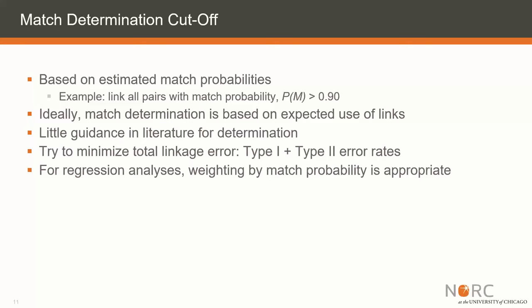So the next enhancement, if I can call it that, is determination of a cutoff. And that could be done either based on the pair weight itself, or it can be done based on the probability of match. So for example, if I use the probability of match, I'll say I'm going to keep any pair where the probability of being a match is greater than 0.90 or 90%. How do you determine what level to set? Well, it really depends on how those links are going to be used.